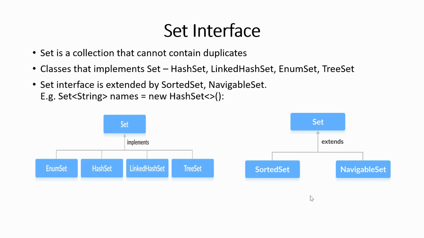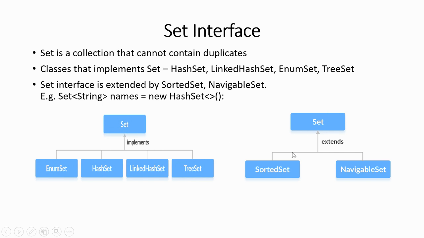The classes that implement Set are HashSet, LinkedHashSet, EnumSet, and TreeSet. If you see the hierarchy here, Set is an interface at the top, and EnumSet, HashSet, LinkedHashSet, and TreeSet are basically classes that implement the Set interface.